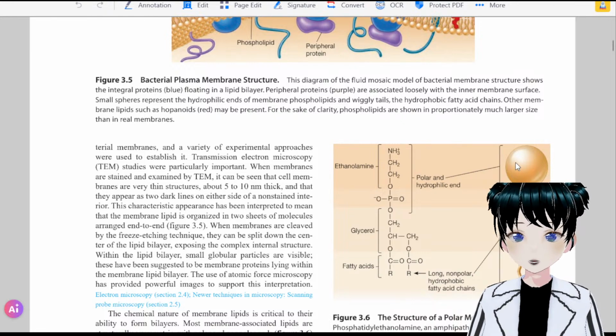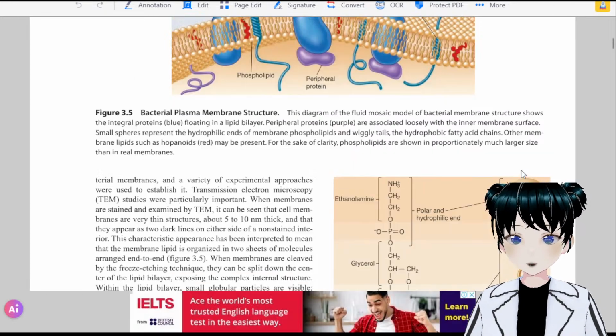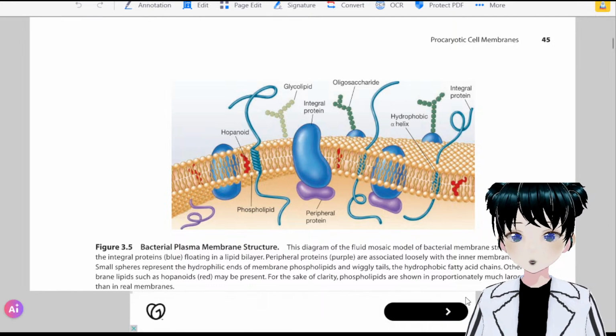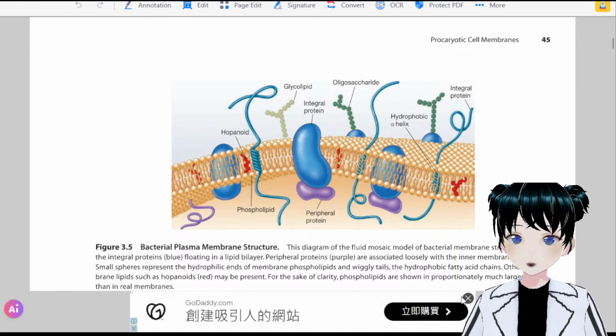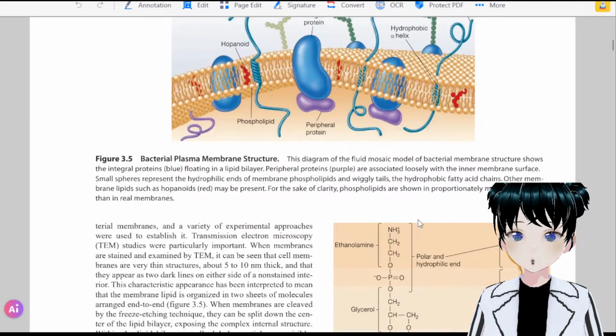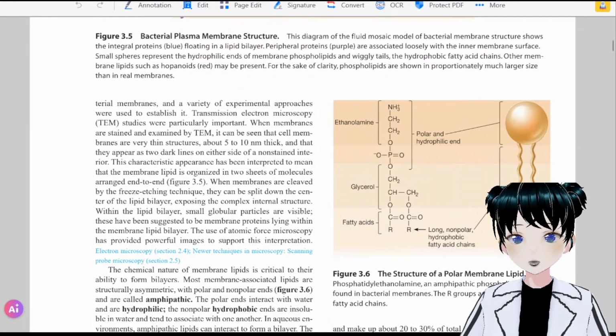Oh, sorry, not look like a phosphate. The head is the water loving region, right? Wait, these ads distract me. Water loving region. The tail is the water hating region.